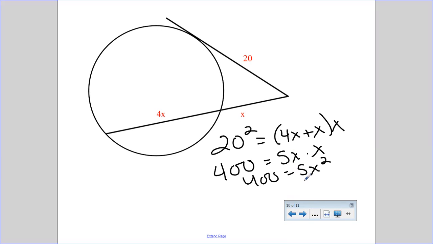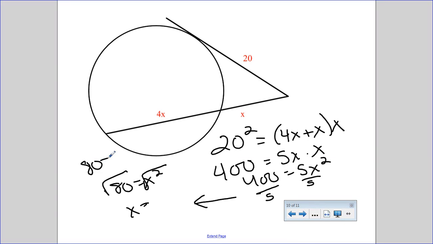Right, so from here you want to divide by 5. And I get 80 equals x squared. Now you know I like my square roots in exact form. I'm going to take the square root of both sides. And I get x equals, well, 80 is 16 times 5. So I'm going to say it's 4 square root of 5.